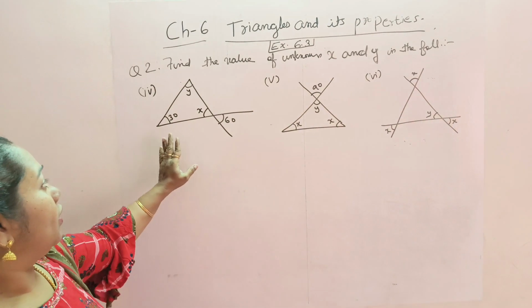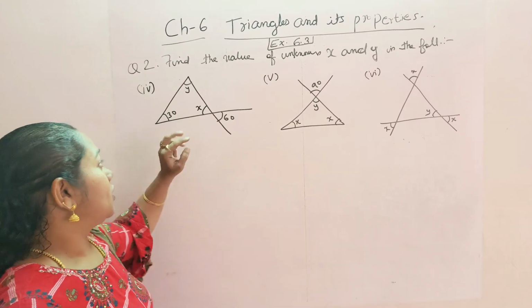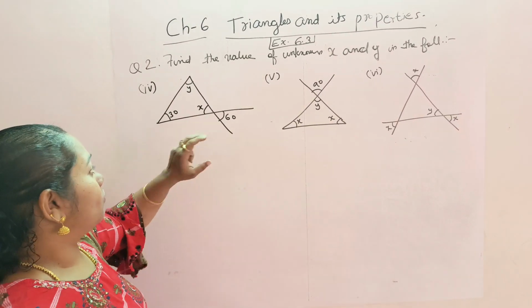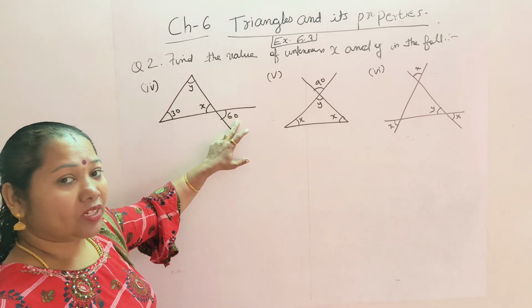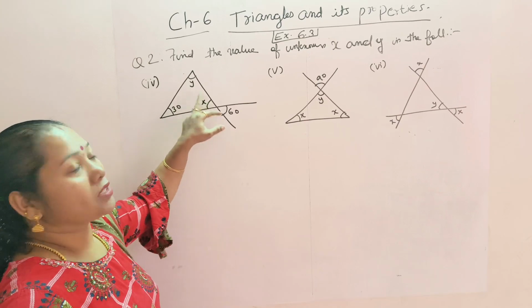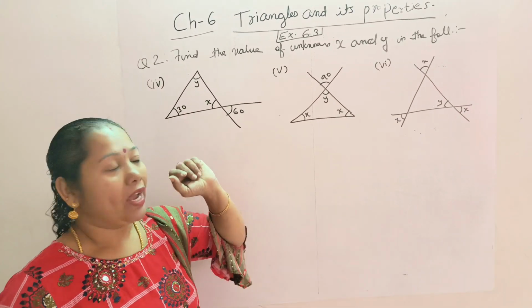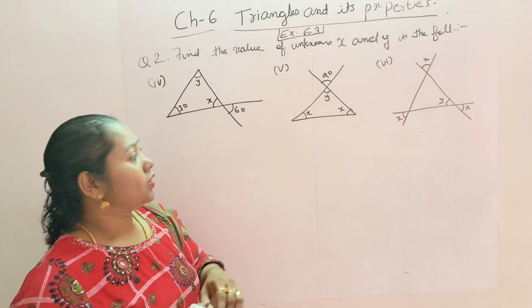Okay. Now in this triangle also we have to find the value of x and y. So here also we will do the same thing. First, x is equal to 60 degrees, vertically opposite angles. And after that you will use the angle sum property. x plus y plus 30 is equal to 180 degrees. And we will get the value of y. So let us do that.